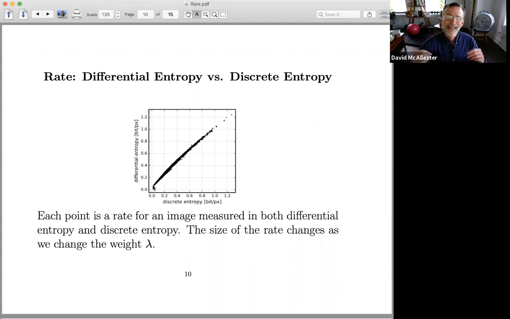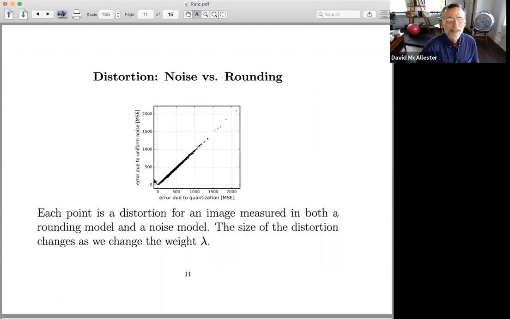So this says if I take an image and I run it through my network, and then I either round it or I add noise. And so I get a value for rounding, the discrete entropy, and I get a value for the noise version. And those two are very much the same across this whole space of lambda. So the model is good. And the same thing happens with distortion. I can take the image and I can round it, or I can add noise. And then when I go look at the distortion, it is going to be the same on average, whether I added noise or rounded.